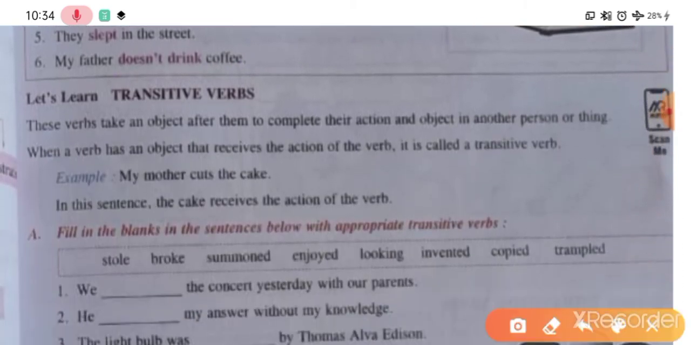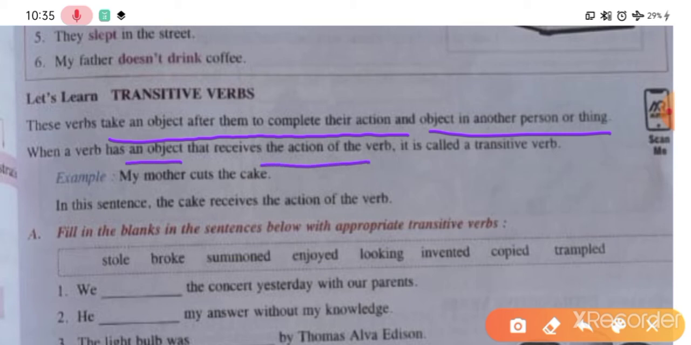The same thing, guys, we discussed in our previous class, but let us have it again. These verbs take an object after them to complete their action. An object is another person or thing. When a verb has an object that receives the action of the verb, it is called transitive. A simple concept it is.